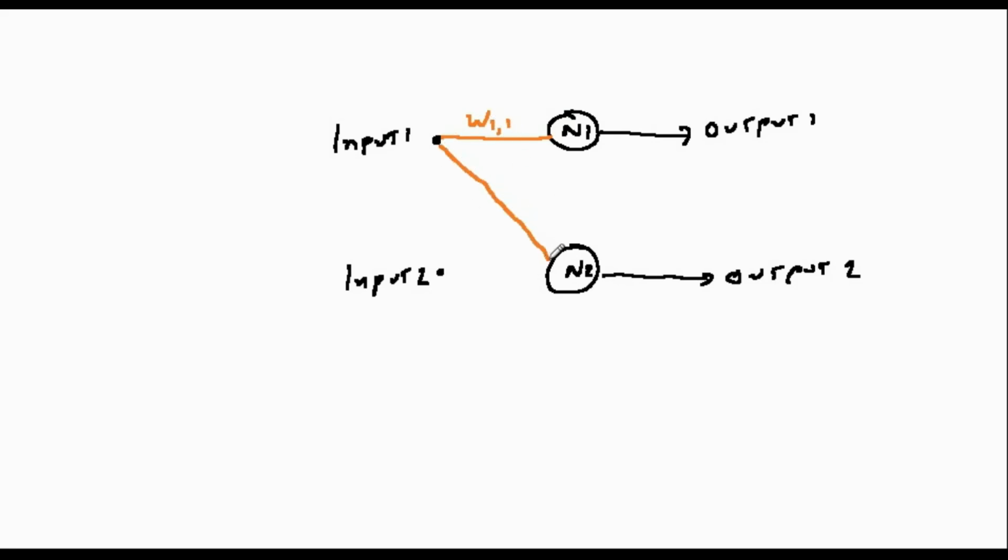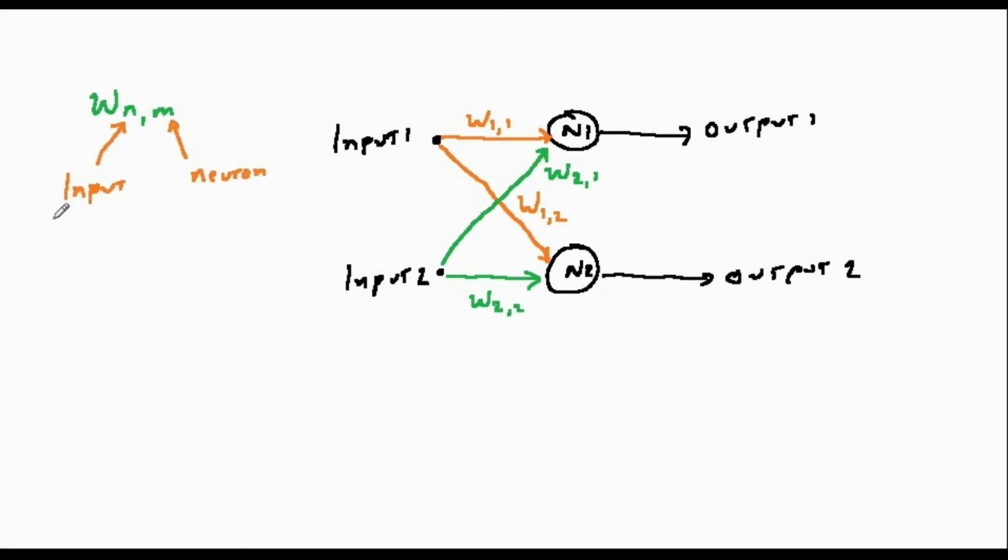To understand these conditions, however, let's first label the weights. The weights are labelled with 2 numbers. The first number is the input the connection is coming from, and the second number is the neuron that the connection is going to. Thus, W23 is a weight going from input 2 to neuron 3. You can see this in the diagram on the screen.